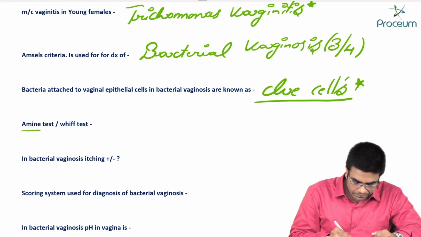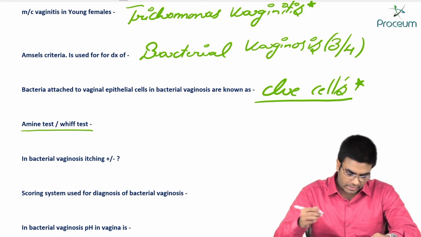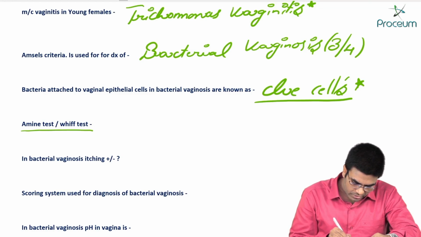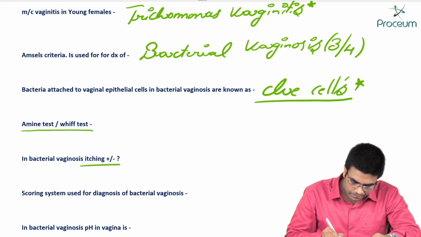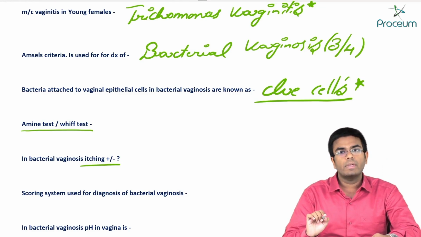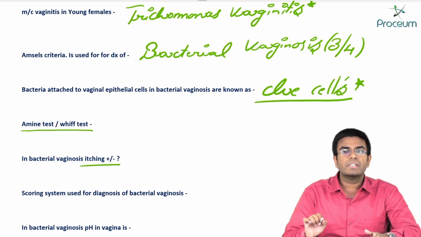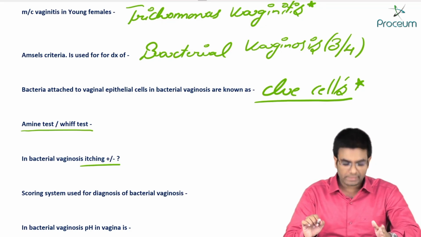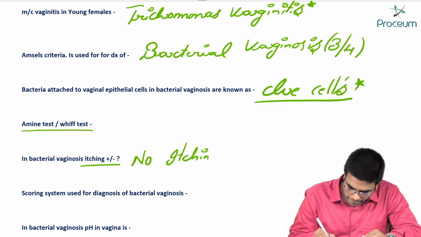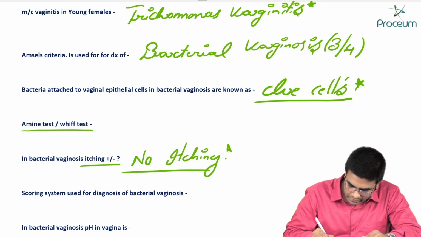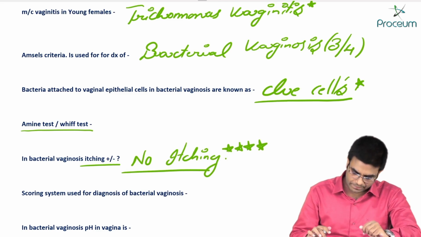Other criteria, like the amine whiff test, we will discuss later. In bacterial vaginosis, is there itching or not? The answer is no. In a bacterial vaginosis patient, there is no inflammation in the region of the vagina, so there is no pruritus. In bacterial vaginosis, there is no itching. A very, very important MCQ. No itching in bacterial vaginosis, no pruritus.